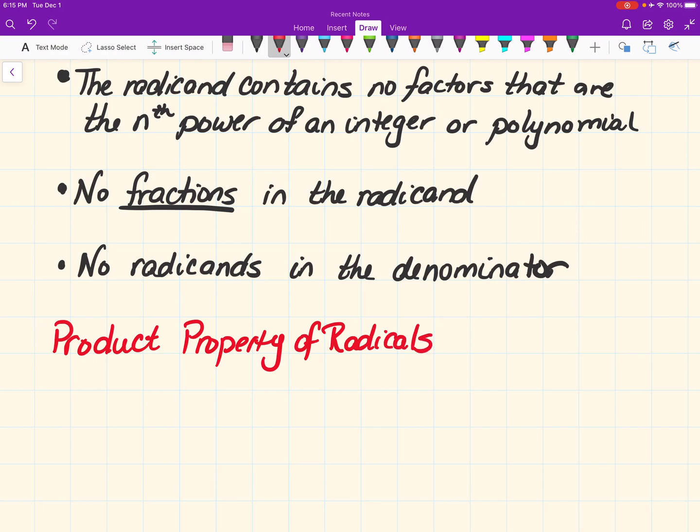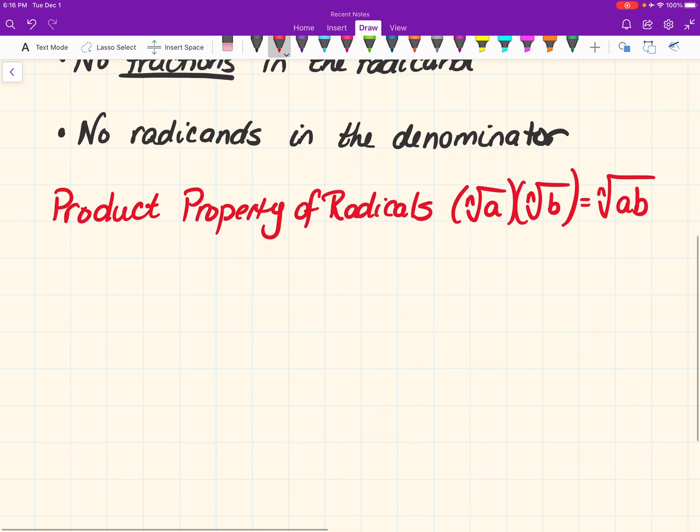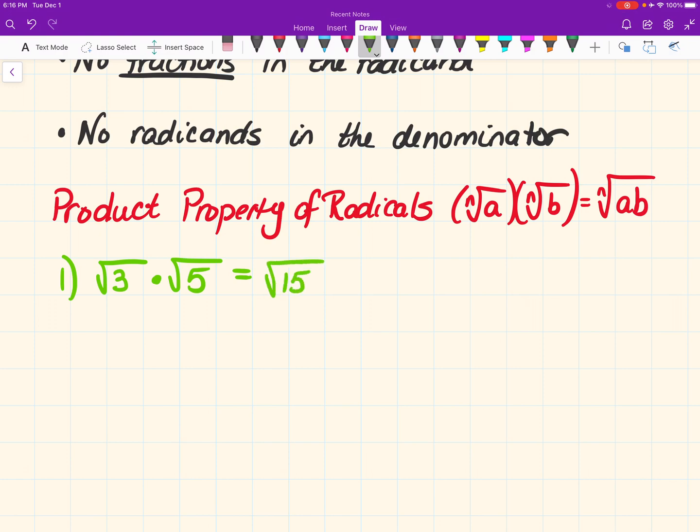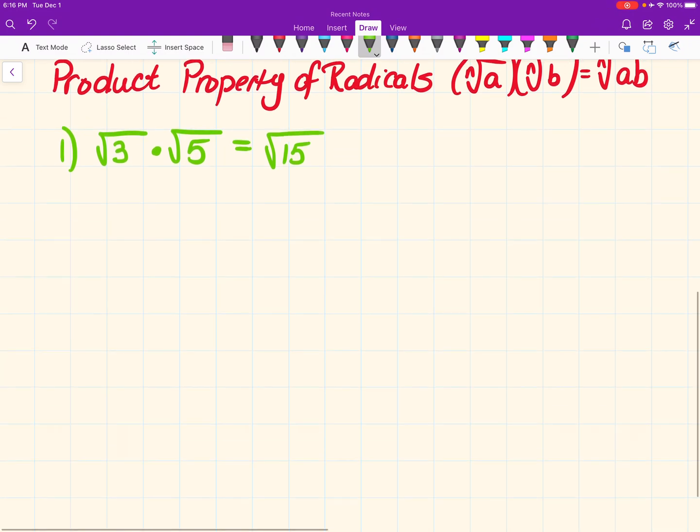Okay? If they both have the same index, then they can be put under the same radical. So, for example, number 1, the square root of 3 times the square root of 5. These are both square roots. Remember, if there's no little number, no index, it's an understood 2 there. So the square root of 3 times the square root of 5 is the square root of 15. There's nothing that can be pulled out of that. There's no simplifying that, so that just stays the way it is. Okay, so that's the answer.